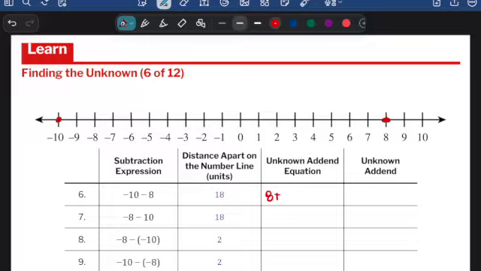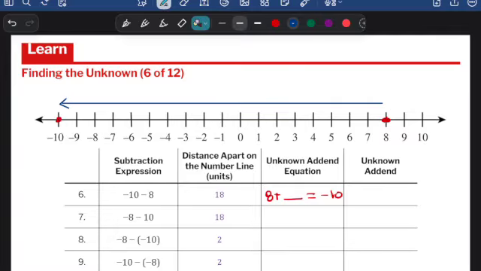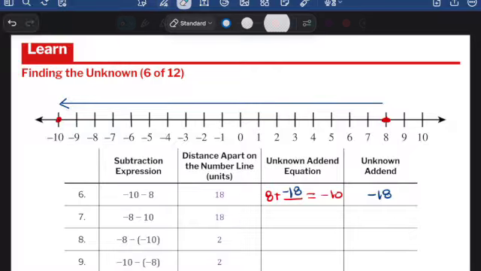So 8 plus what addend gets me to negative 10? Since I have to go to the left, if I'm starting at positive 8 and I need to go to negative 10, I have to go to the left. So I need to add negative 18. So my unknown addend is going to be negative. Okay.